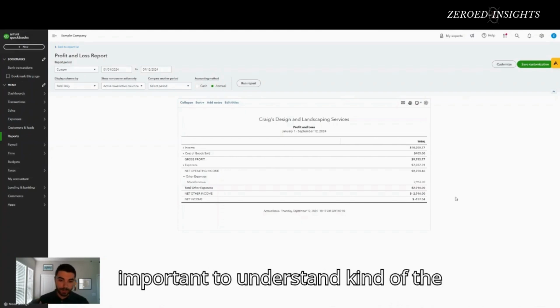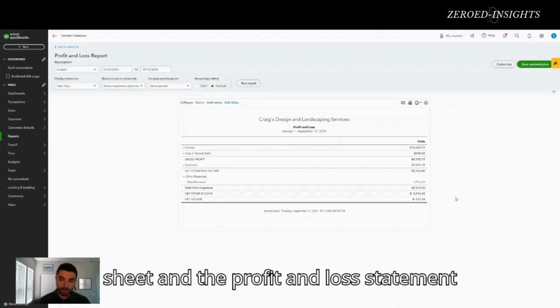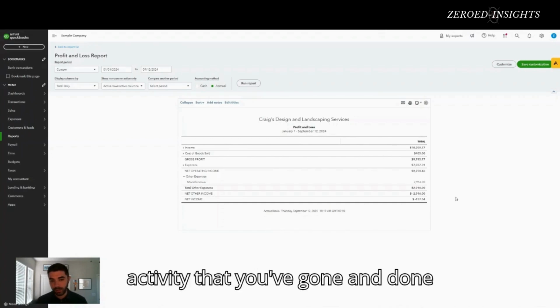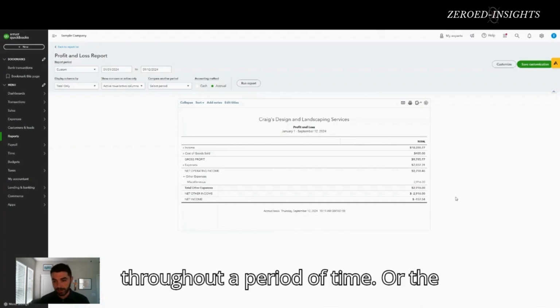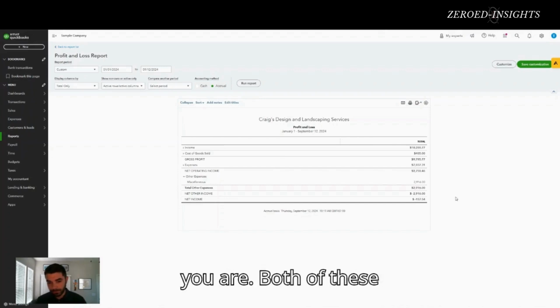So it's really important to understand the distinction, again, between the balance sheet and the profit and loss statement, because the P&L is basically all of the activity that you've gone and done throughout a period of time, where the balance sheet is just a snapshot of where you are.